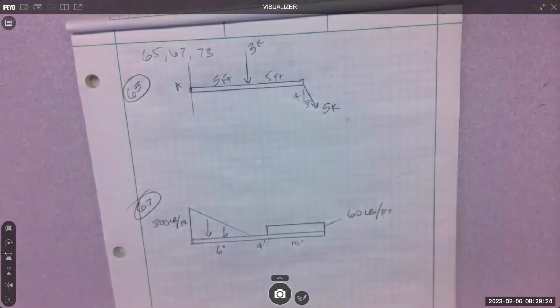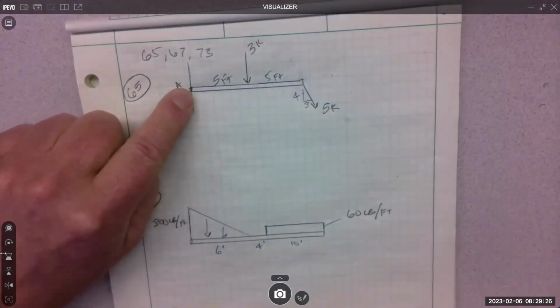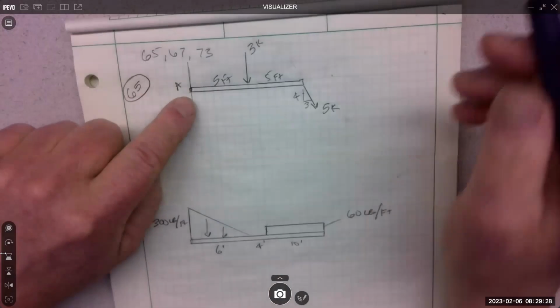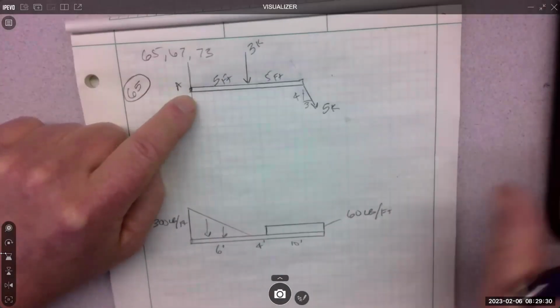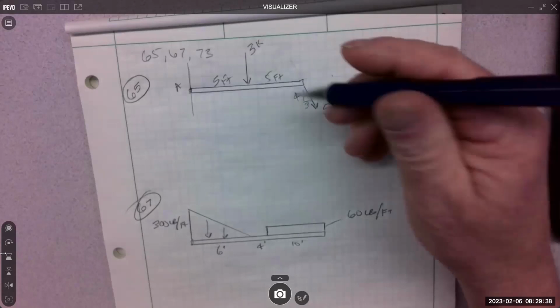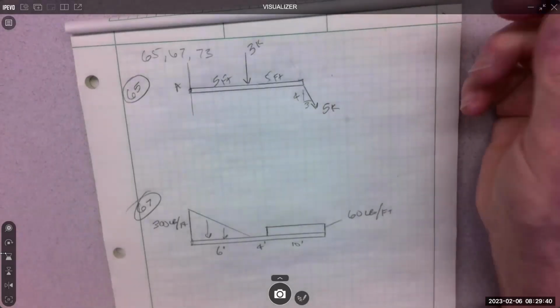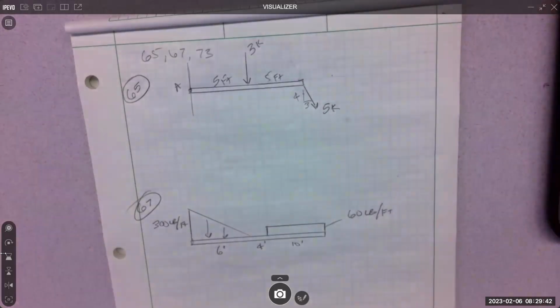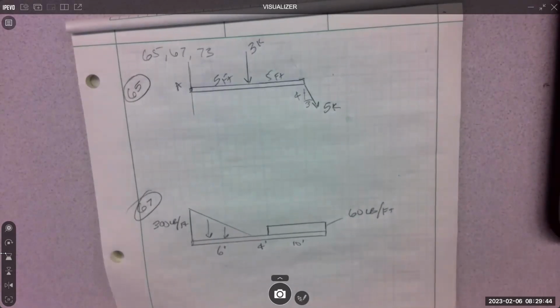So cantilevers, we always want to know what's going on at the support. So that's probably point A, right? Yeah. And they want to know the resultant. Oh, just the moment? Oh. It's kind of a piece of cake. Not completely piece of cake.